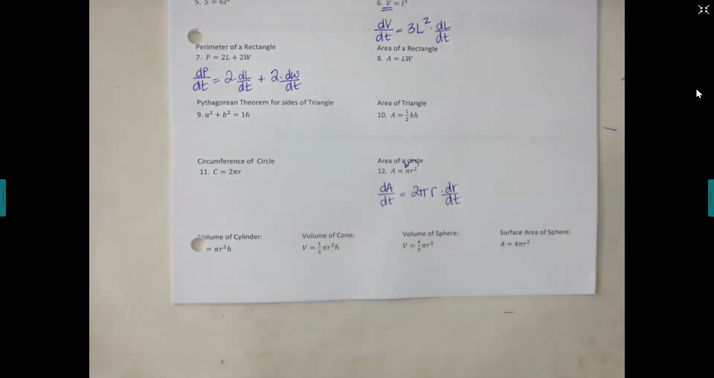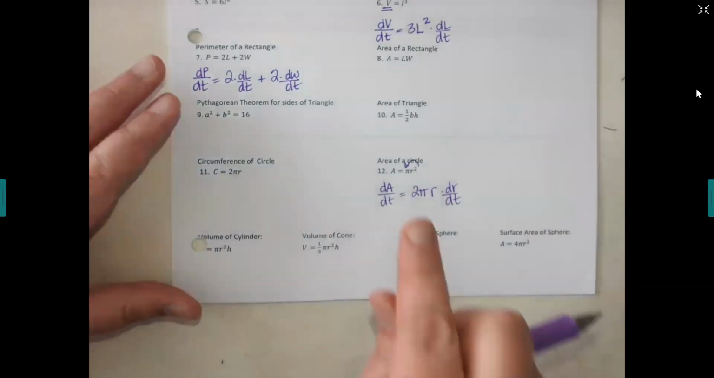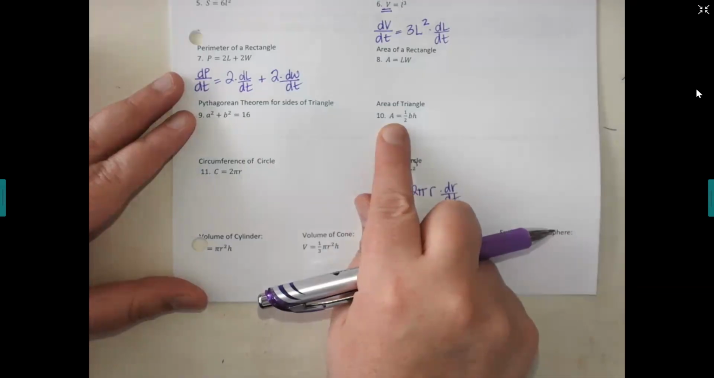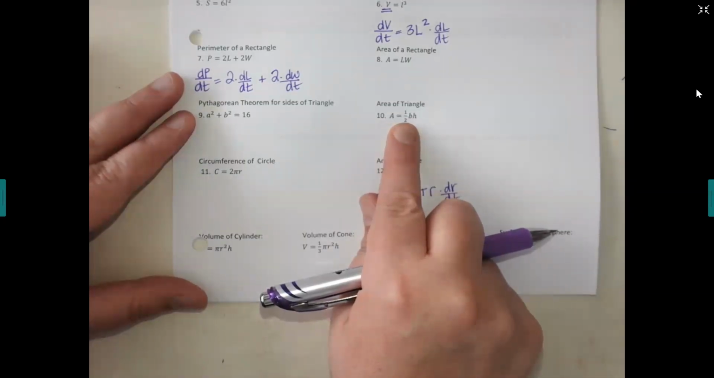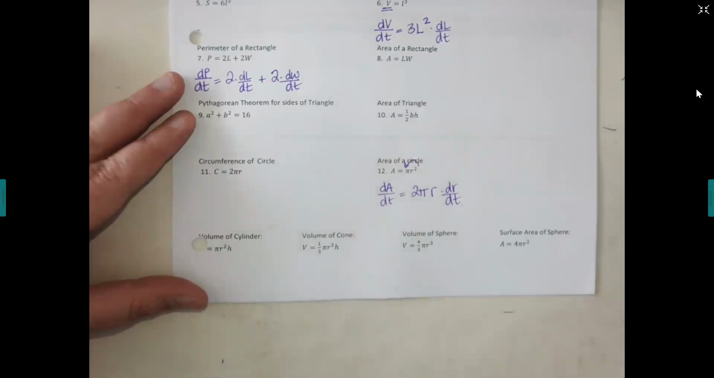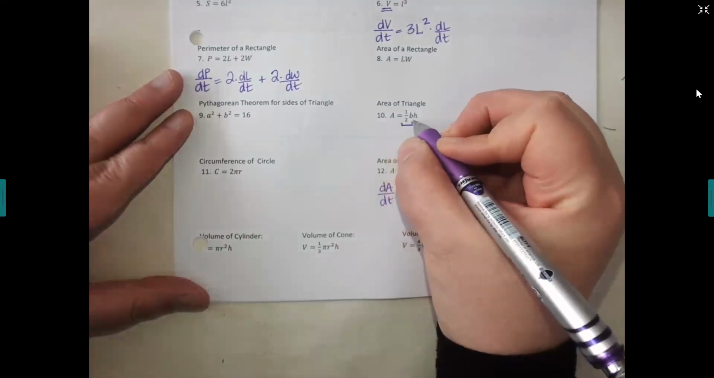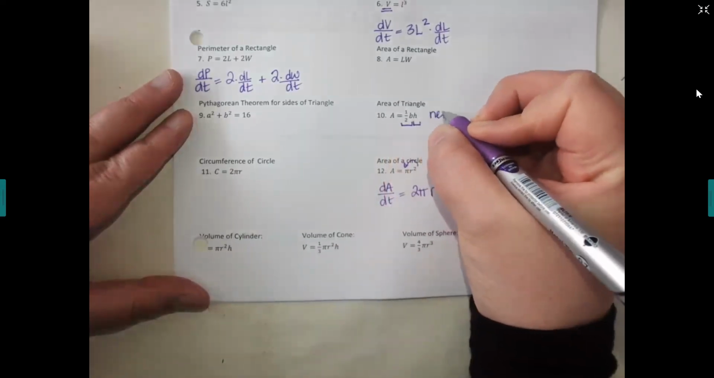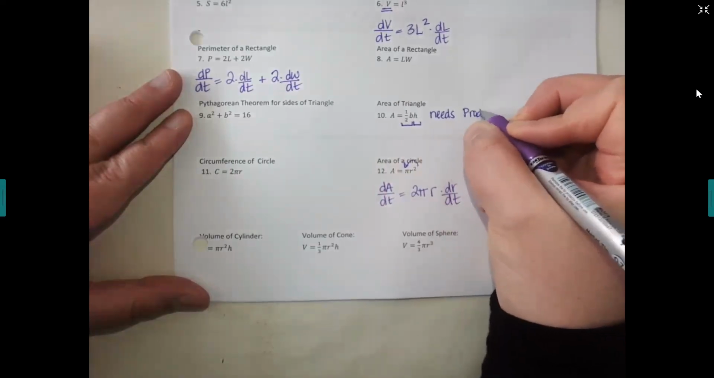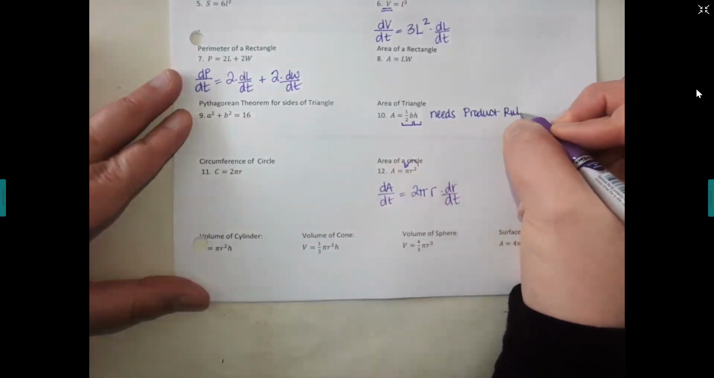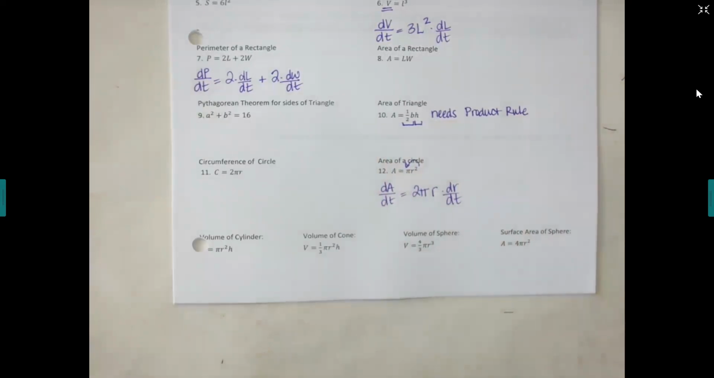Okay, let's back up and take a look at number 10. How many variables are in your area of a triangle formula? It's A equals what? 1/2 b times h. Whenever you have mixed variables, what rule are we going to have to use? Product rule. Very good. So underline your 2 pieces, and I'm going to put this needs product rule. Do you remember when we had x's times y's in the same term and we had to do product rule? It's the same thing here, but instead of x's and y's, it's a b and an h.